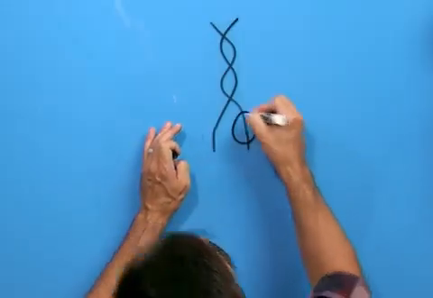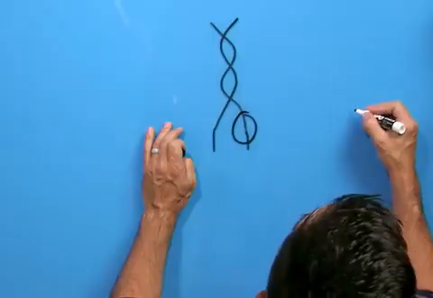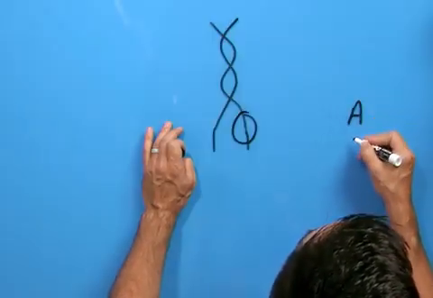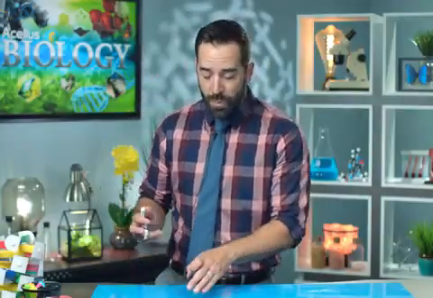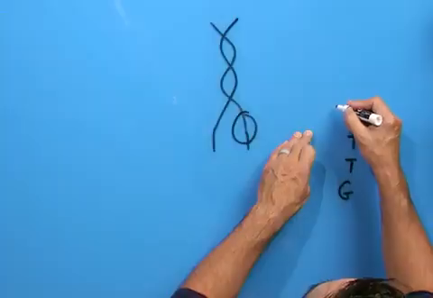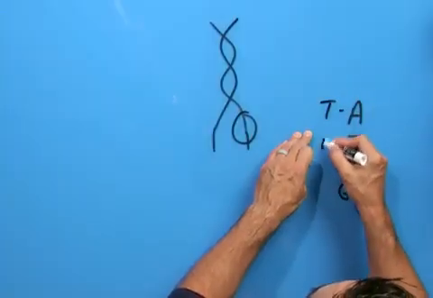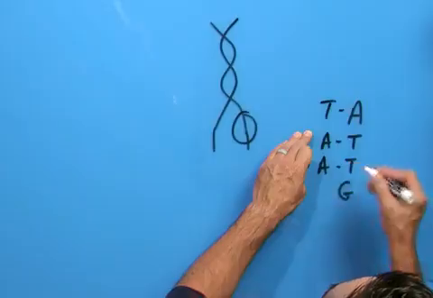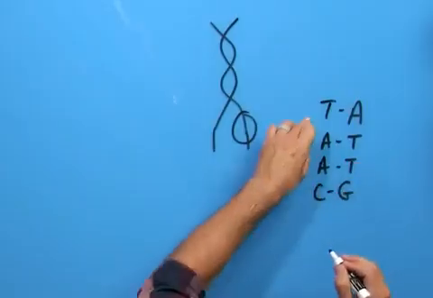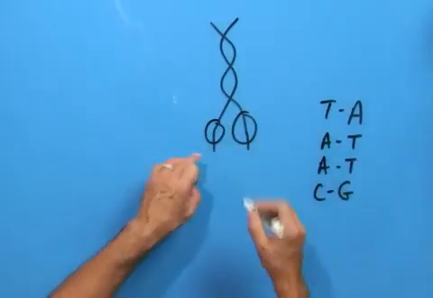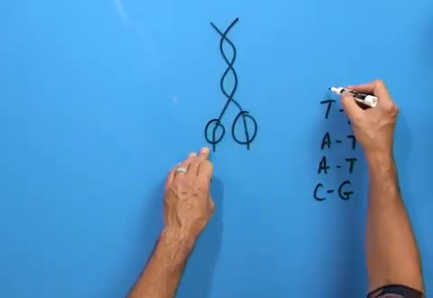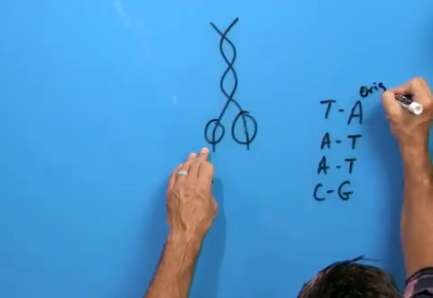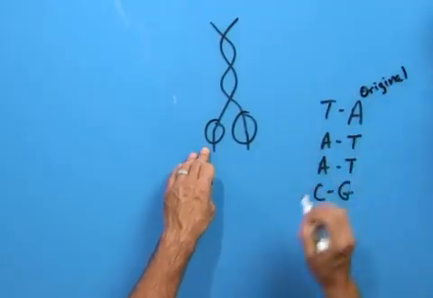So if we zoom in right here on this strand, let's say it reads A, T, T, G, okay? Following the rules of base pairing, what we would need to do is add a T here, and an A here, and an A here, and a C here. Meanwhile, if we were to zoom in on the other side of this strand, this was our original strand, this is what we added. So I'll put original, okay, and this is what we added.